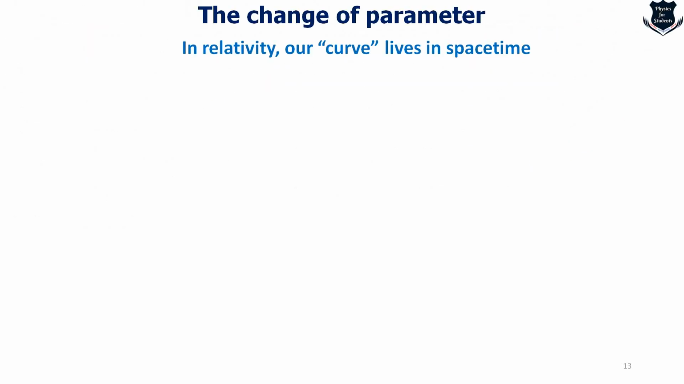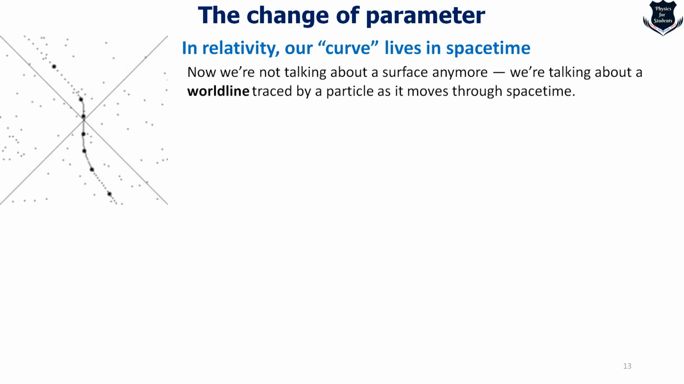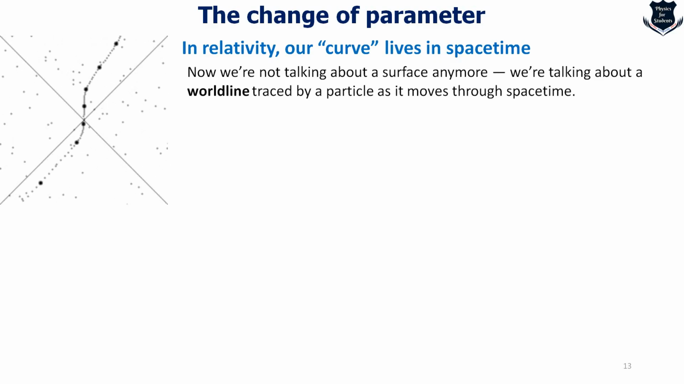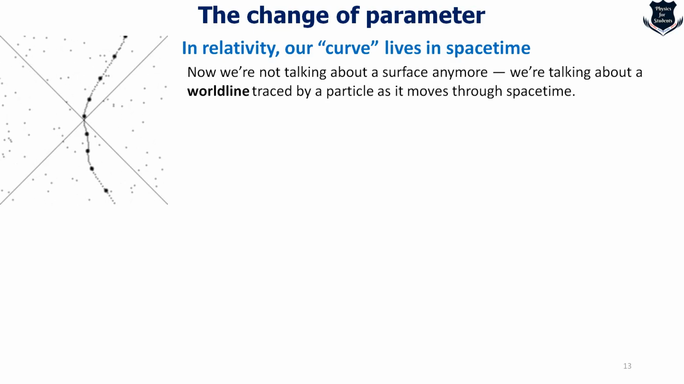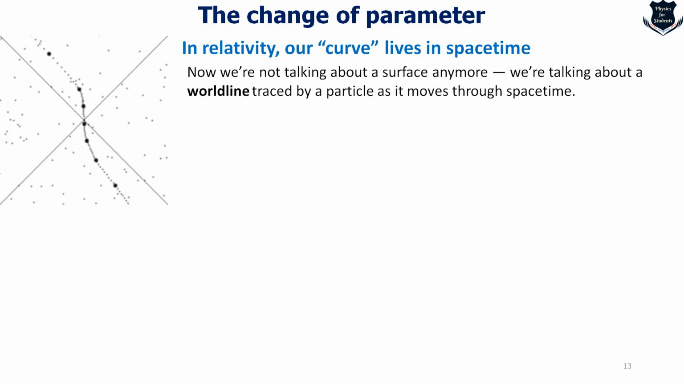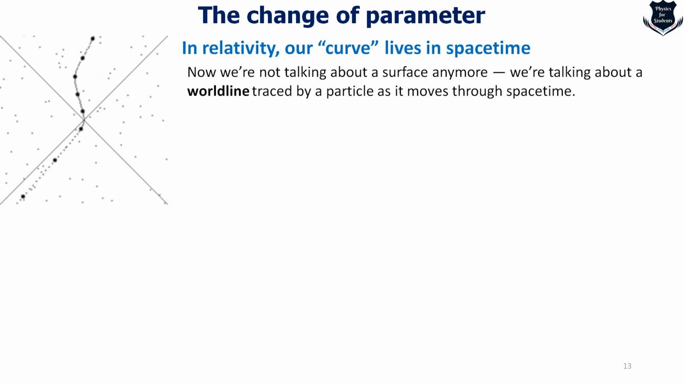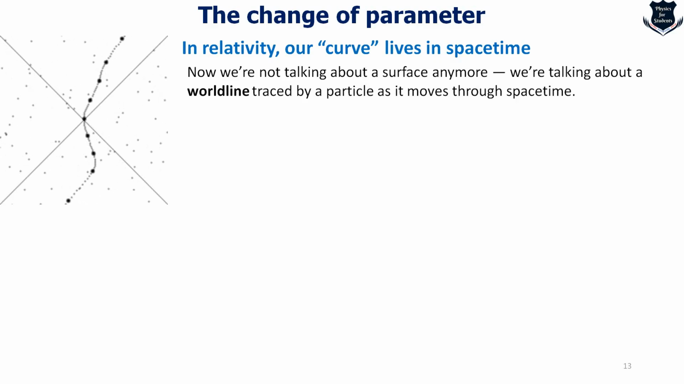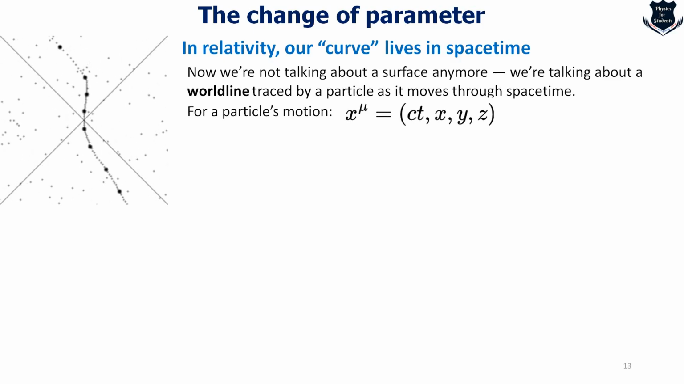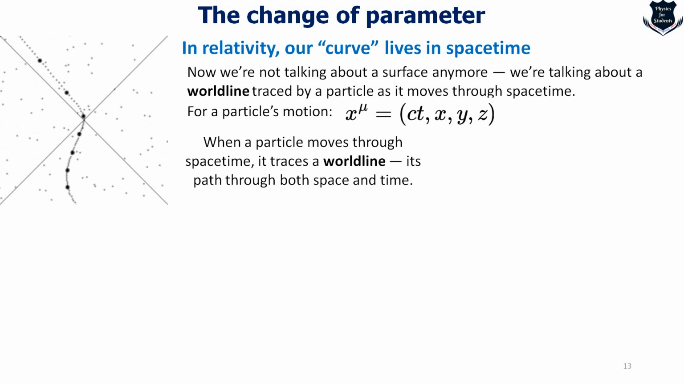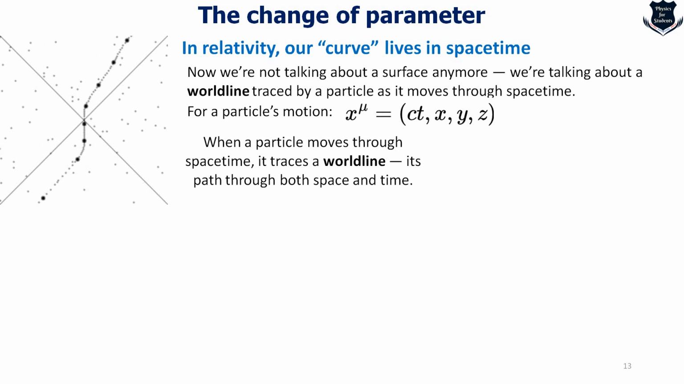Now when we come to relativity, our curve is not living on a tabletop or anything, it is living in space-time. So now we are not talking about a surface anymore, we are talking about a world line traced by the particle. The left hand side animation helps you to visualize what a world line is. As I have told you, when a particle moves through space-time in a world line, its path traces both space and time. So the particle's motion is denoted by this, and it traces a world line.